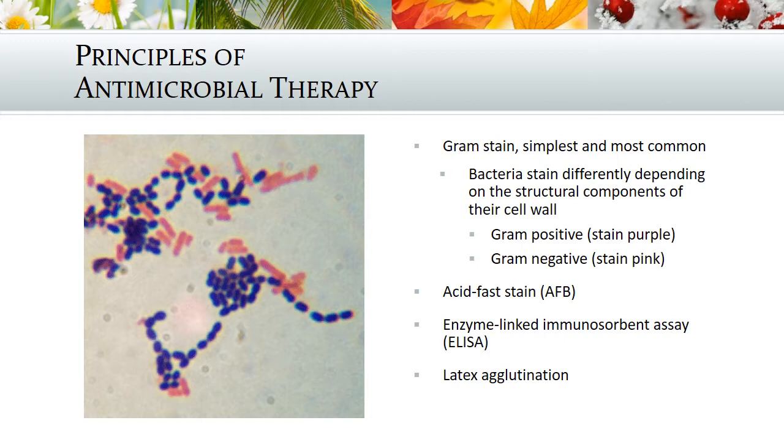The simplest and most common preparation is the Gram stain. This stain designates a bacteria into two major classes, gram-positive, which you see in the picture in purple, or gram-negative, which will stain pink or red. The bacteria stain differently depending on the structural components of their cell walls. These structural components also affect their susceptibility to different antimicrobials. The Gram stain also distinguishes bacteria from one another by what they look like, their shape or morphology.